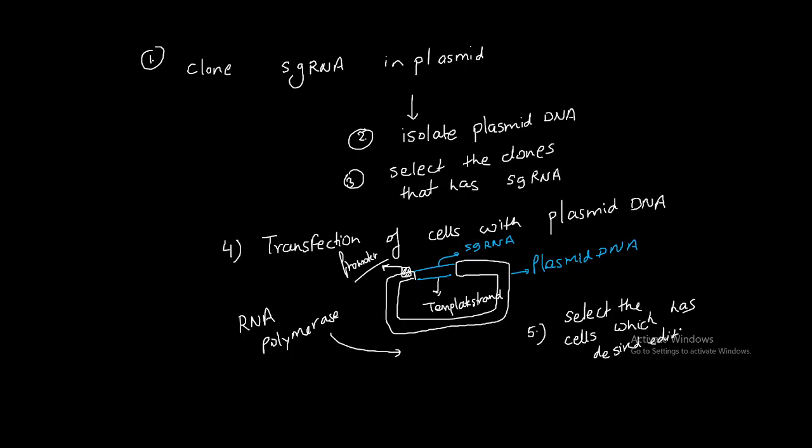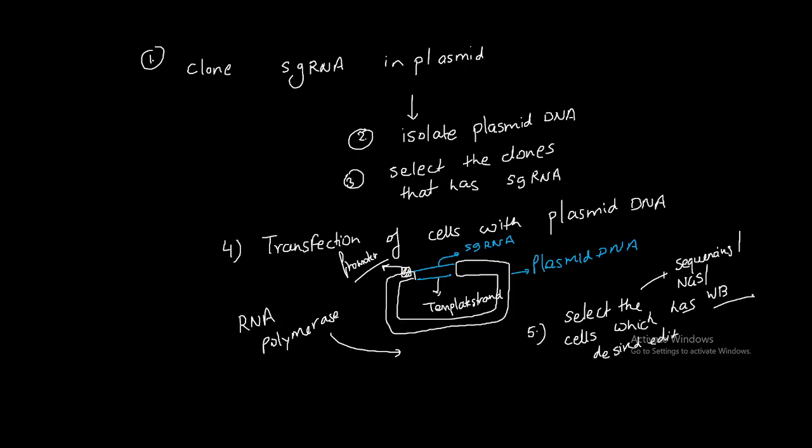Or, if you want to see the functional aspect, you can isolate the protein and do the Western blot, or you can even do flow cytometry to see the expression of a particular protein, if you want to see the functional aspect of your edit or the mutation. So this is how you can do the selection, by the sequencing or by the Western blot. NGS also you can do, next generation sequencing, or the Western blot.